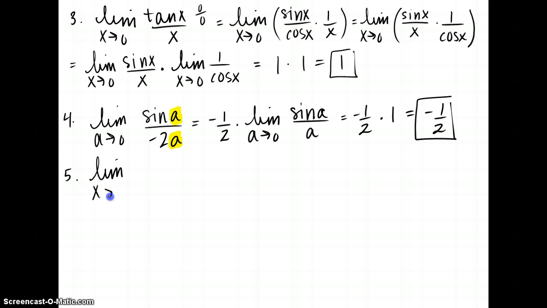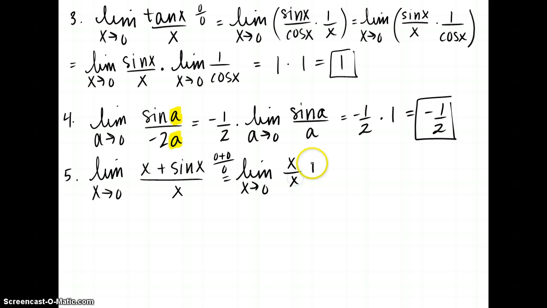Limit as x approaches 0, x plus sine x, all divided by x. Direct substitution, 0 plus 0 over 0. Okay, now we have a plus sign here. So algebraically, what can we do? We can separate the numerator into two fractions, as long as I maintain the common denominator. Next thing I'm going to do, I'm going to take the limit of each term.